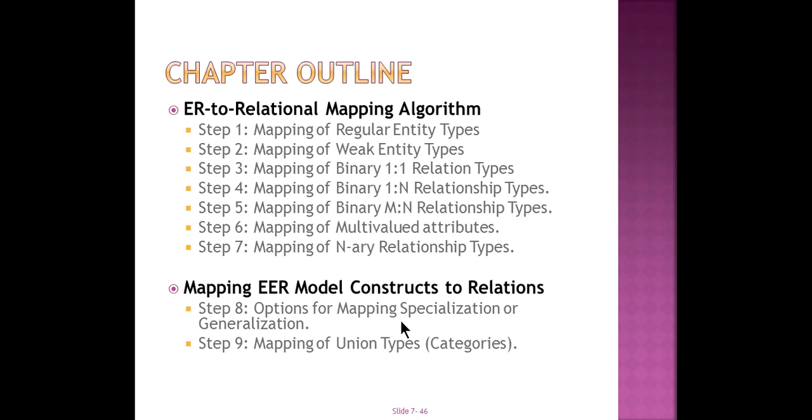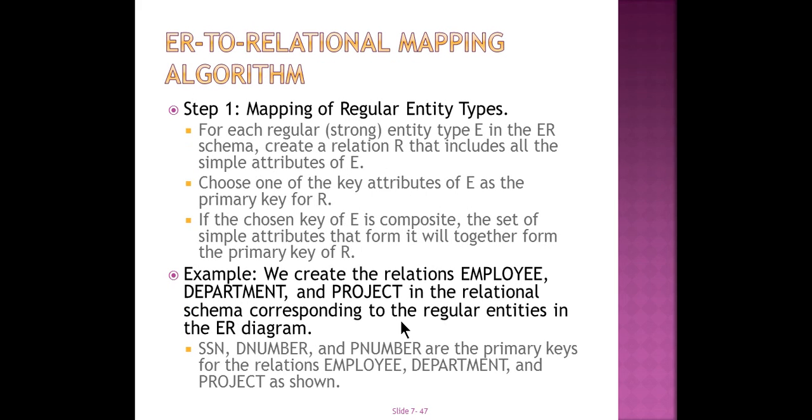Mapping of the regular entity sets, then mapping the weak entity types, mapping the one-to-one relation, then one-to-many, many-to-many, and mapping the multivalued attributes, and mapping the n-ary relationship types. N-ary means the value of n can be more; if the value of n is 1, that is unary. The value of n is 2, that is binary, like this. The first step is mapping the regular entity types. For the regular entity types, you create a separate relation and include all the simple attributes and identify the primary key.